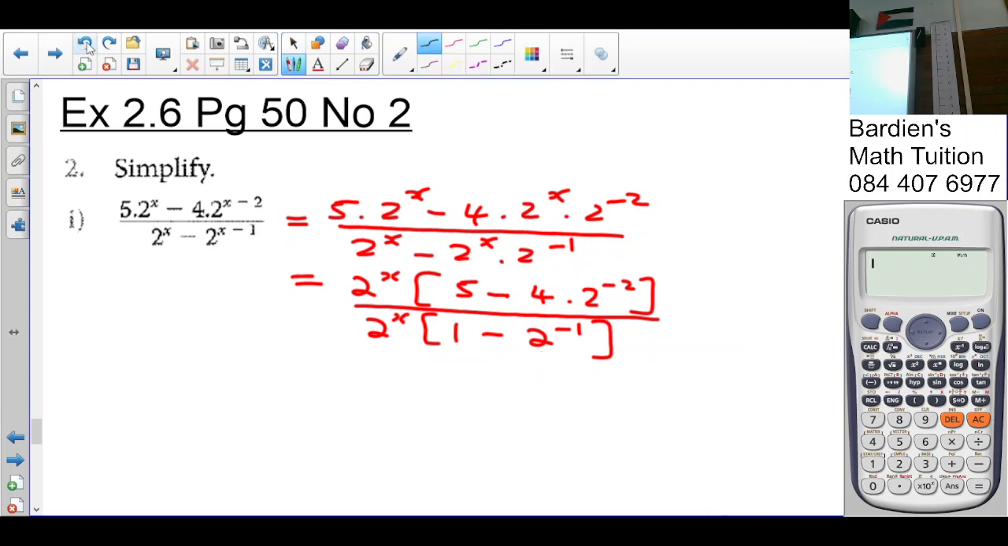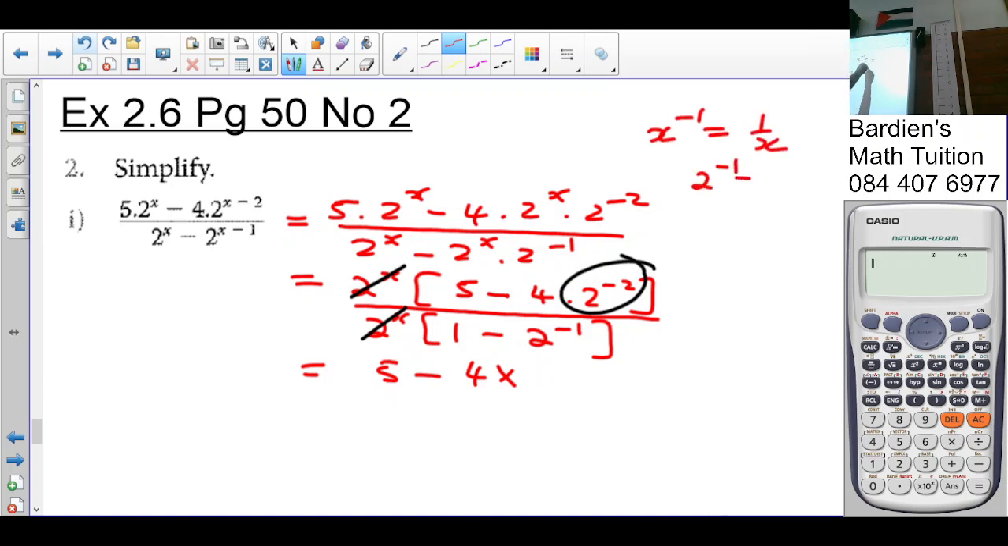Right, now what? 2 to the x cancel. Not so? So now you've got 5 minus 2 to the negative 2, which is what? A quarter. So it's 1 over 2 squared. Remember, x to the negative 1 can be written as 1 over x. 2 to the negative 1 is 1 over 2. 2 to the negative 2 is 1 over 2 squared, which is 1 over 4. You all agree with that? Right, so that's going to give you 1 over 4 over 2 to the negative 1, 1 over 2. Okay, now what?